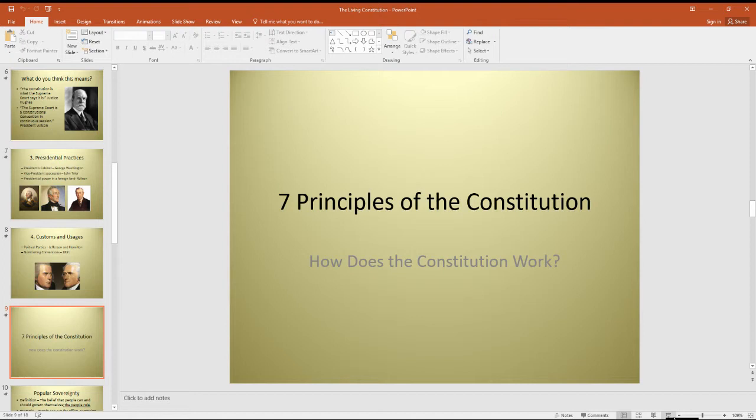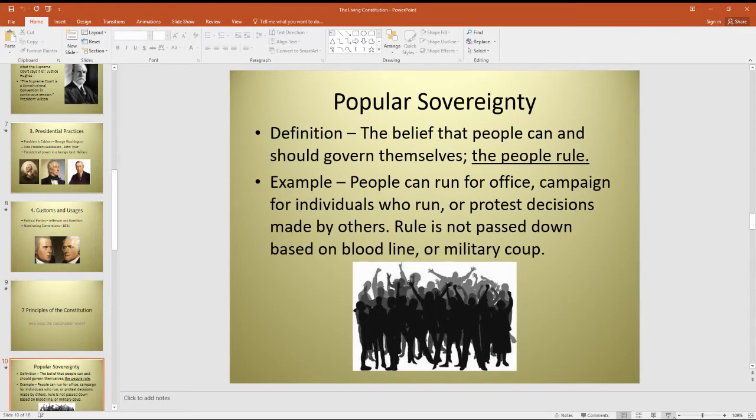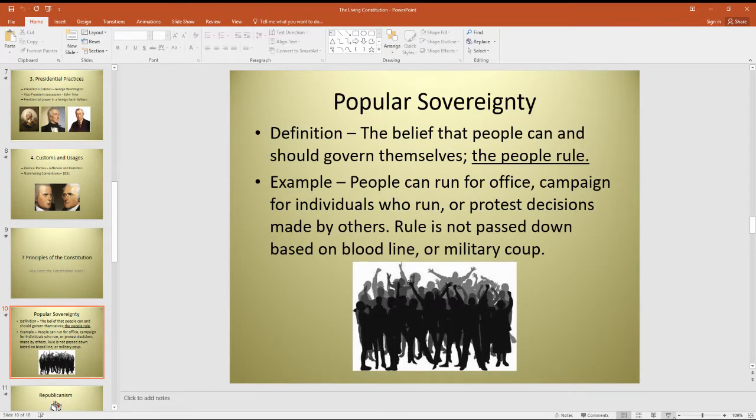All right, we're going to talk about the 7 principles of the Constitution today and look at how the Constitution actually works. The first big principle of the Constitution is the principle of popular sovereignty. Popular sovereignty comes from the Latin word popular, meaning the people, and sovereignty meaning rule. It literally means the people rule.